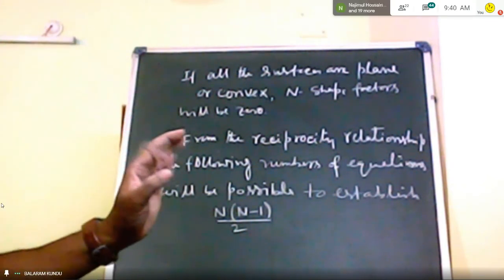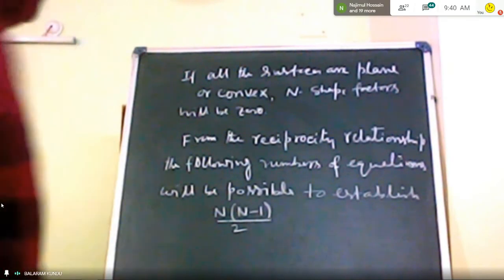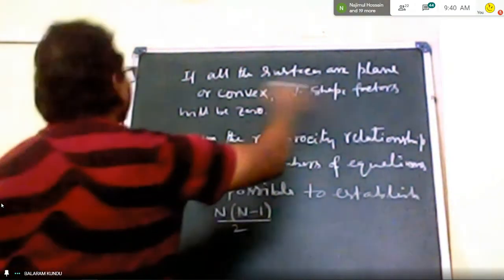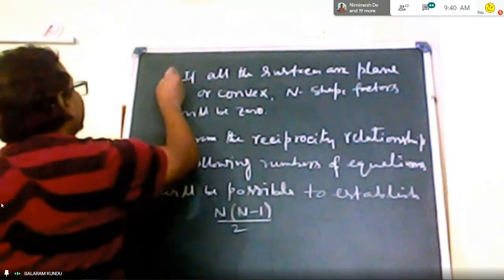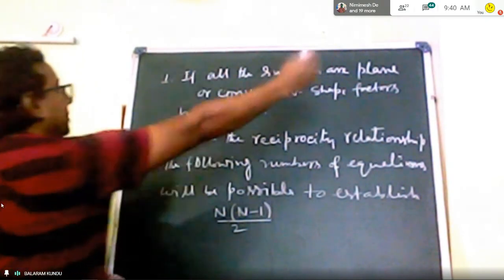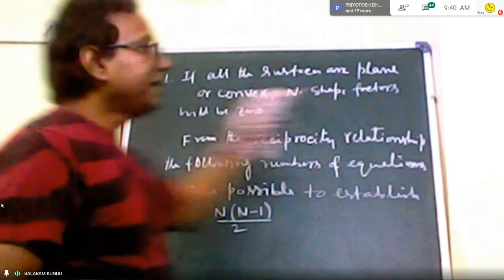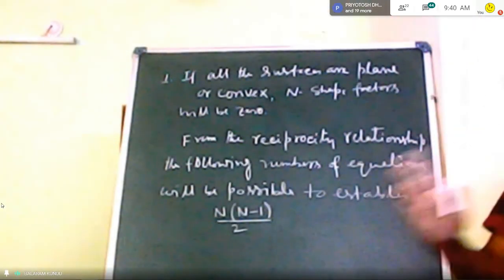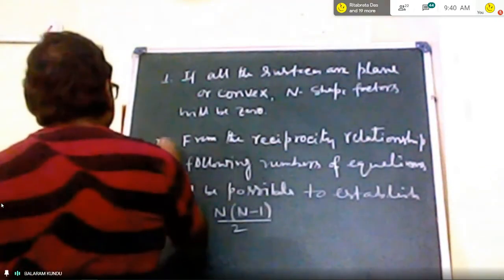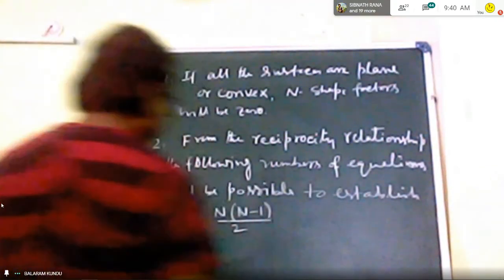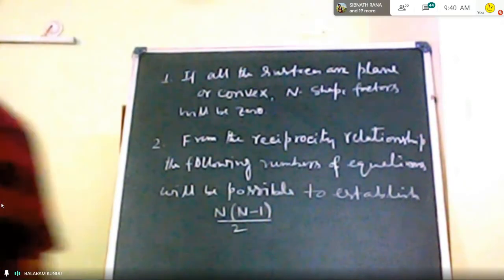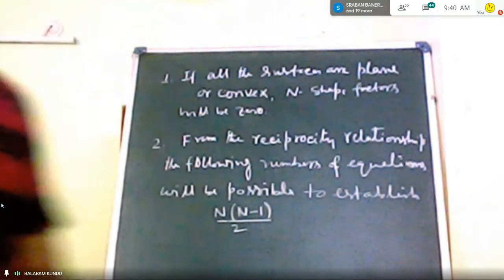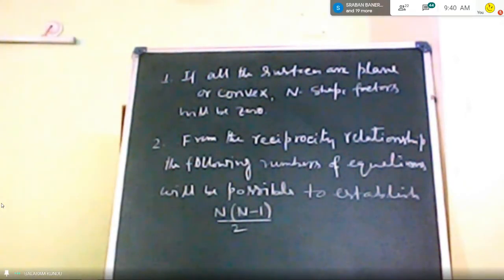Okay, so case 1, that is if the surfaces are plane. If the surfaces are plane, then n number of shape factors will be 0 definitely. And case 2, from the reciprocity relationship we can get n into n minus 1 divided by 2 number of shape factors.